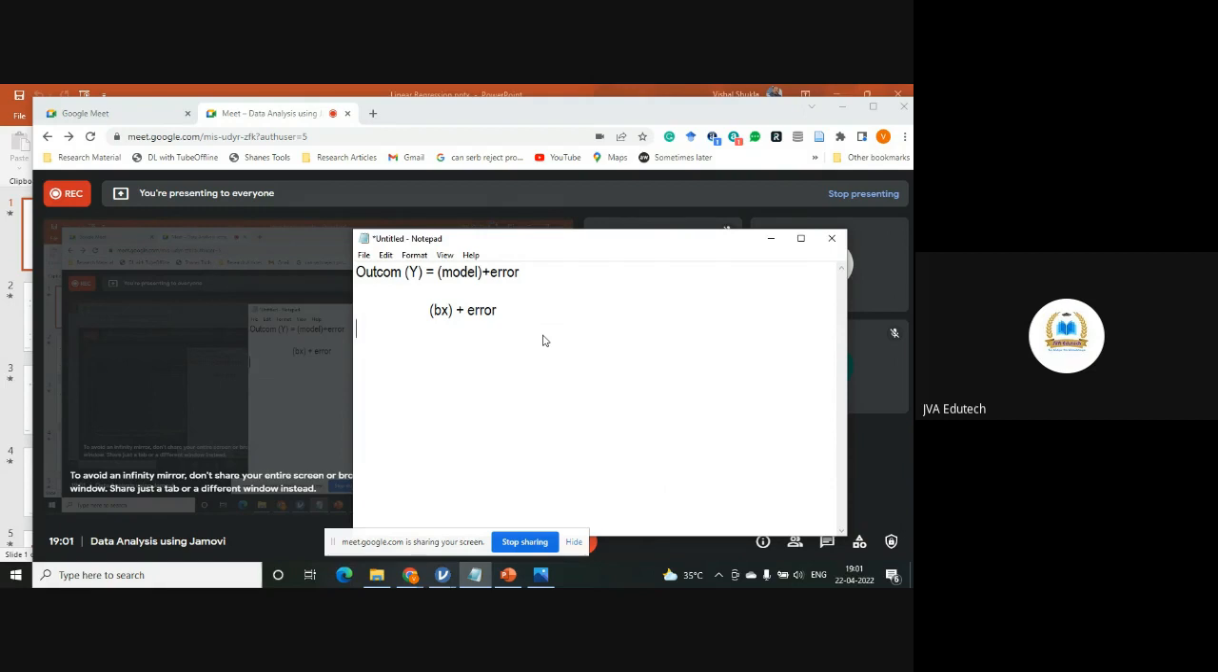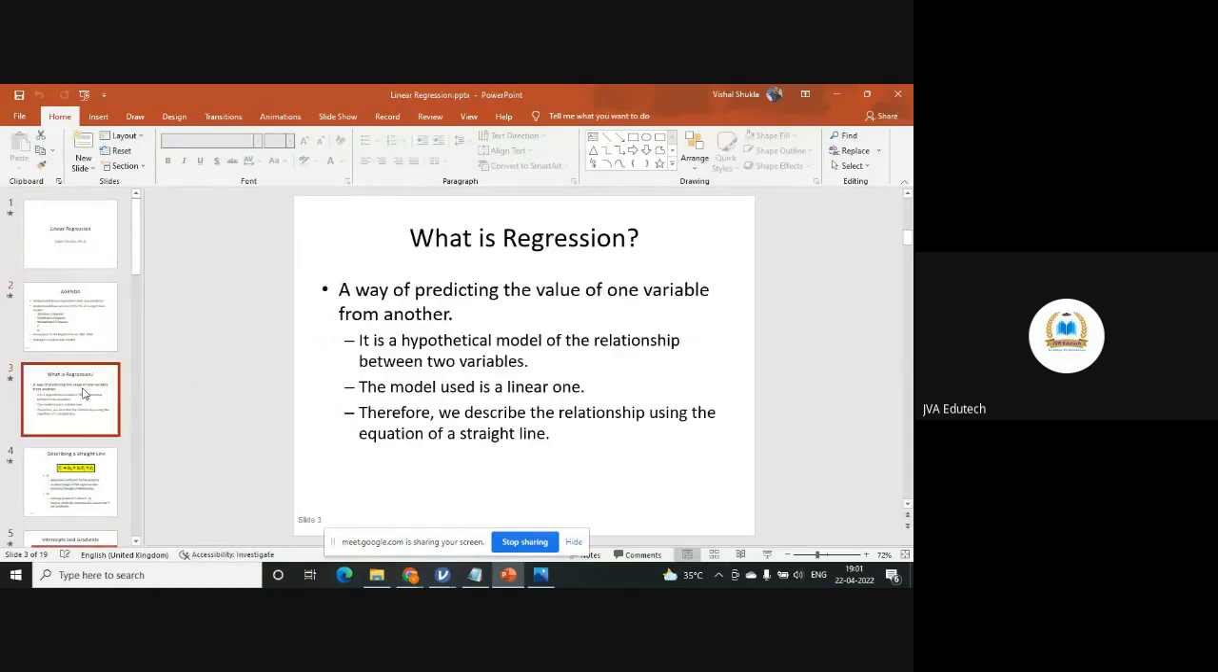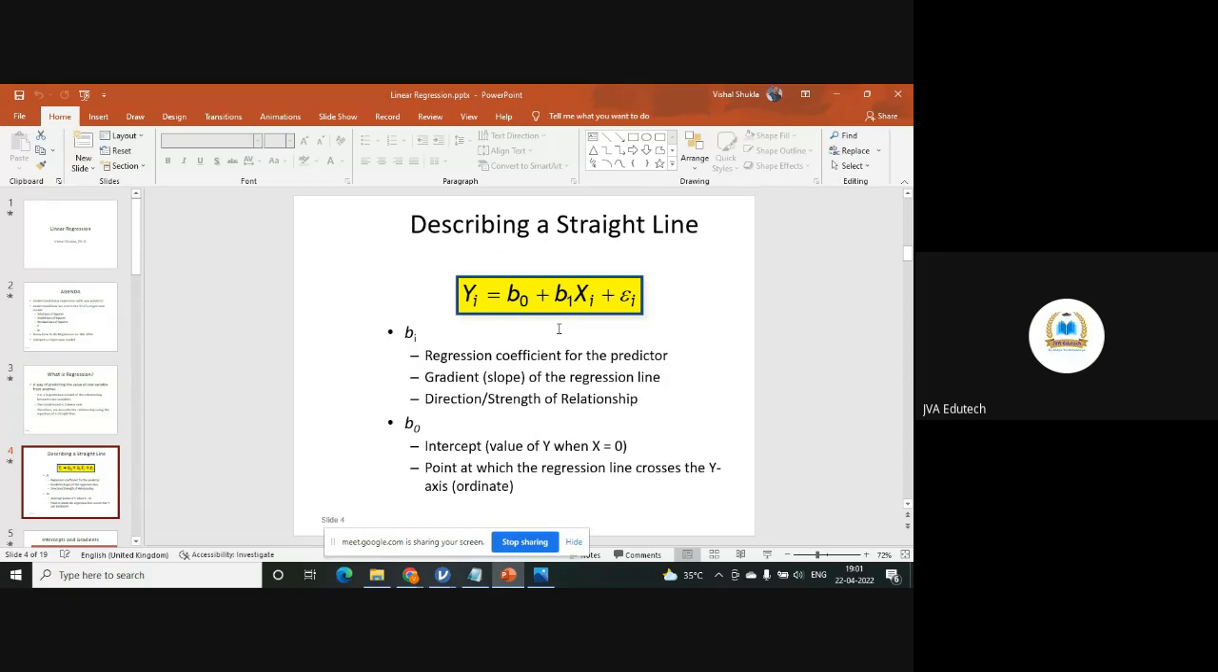But if you also want to predict y based on the variables, then we put in one constant called B0. Now, this is the regression equation: y is equal to B0 plus Bx plus error, where B0 is the intercept. So it will tell you the value of y even if x is equal to 0.